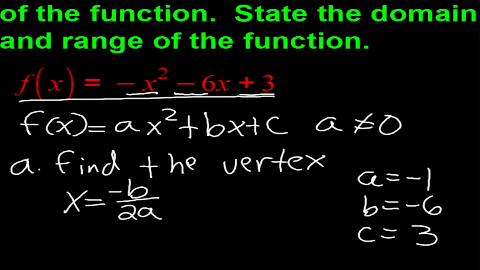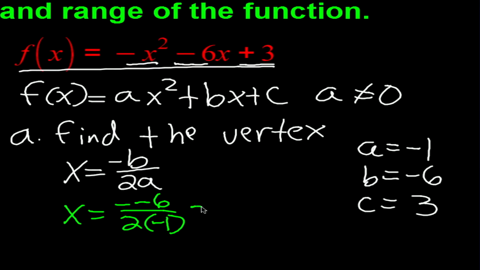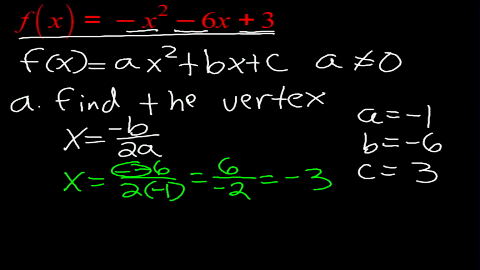All right, so now I take these values, and I'm going to substitute those in here to find the x value of my vertex. So my b is negative 6, so I'm going to have a negative 6 divided by 2 times a negative 1. And then it's just a matter of simplifying. Notice the negative here becomes positive, makes it a 6. Over 2 times negative 1 is a negative 2. And when I simplify that out, 6 divided by negative 2 is a negative 3. So I know that the x value of my vertex is going to be at negative 3.